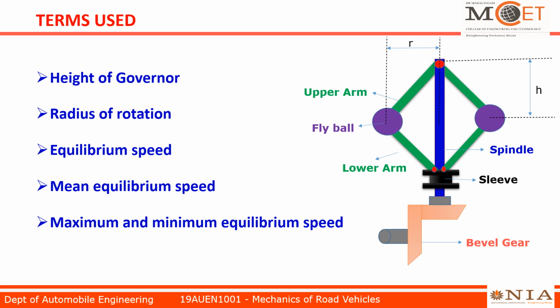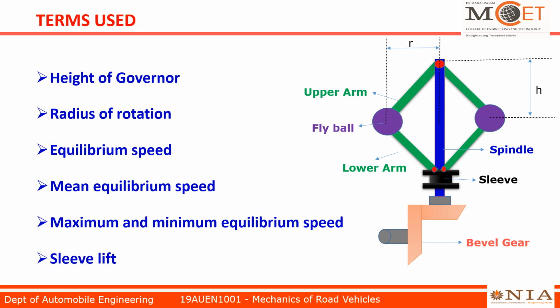Maximum and minimum equilibrium speed. The speeds at the minimum and maximum radius of rotation of the balls, without tending to move either way, are known as minimum and maximum equilibrium speeds respectively. If the ball is at the extreme outward position, that is called maximum equilibrium speed. If the ball is at the inward extreme position, that is minimum equilibrium speed.